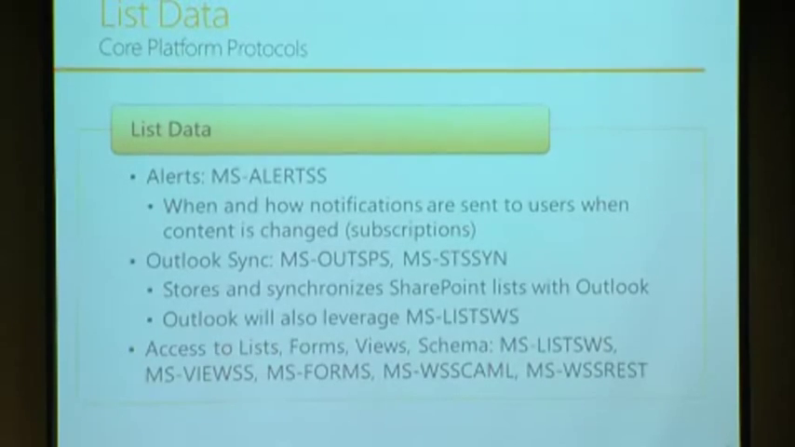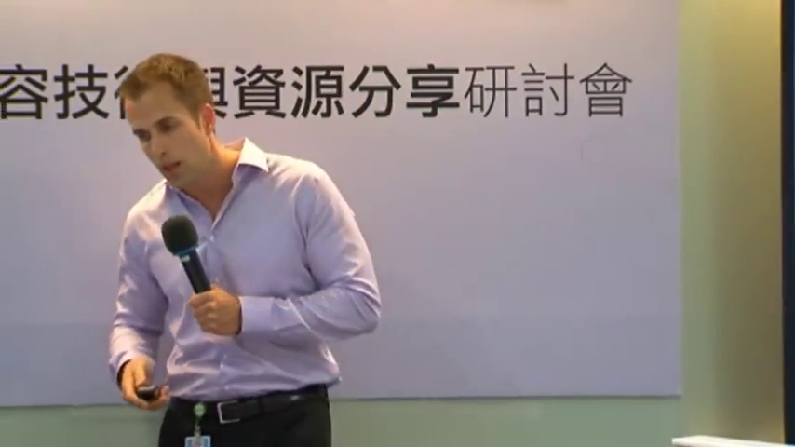So first, you've got alerts. You've got the MS-alerts web service, or the alerts web service. Within SharePoint, you have the ability to subscribe to changes within the documents or within the list. So if something changes and you want to be notified, you can subscribe to that. And that's all managed through the alerts web service. You can synchronize lists within Outlook with your SharePoint server. So if you want to have, in your Outlook pane, similar data or synchronized lists with that of your SharePoint server, you can do that through the MS-OUTSPS protocol.